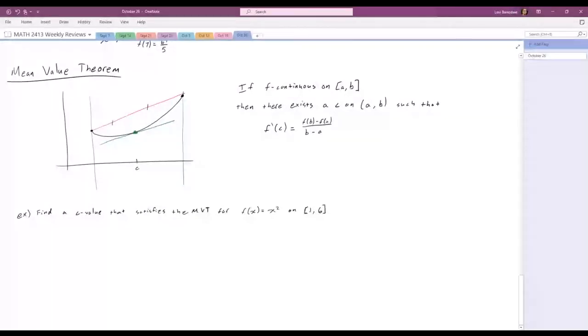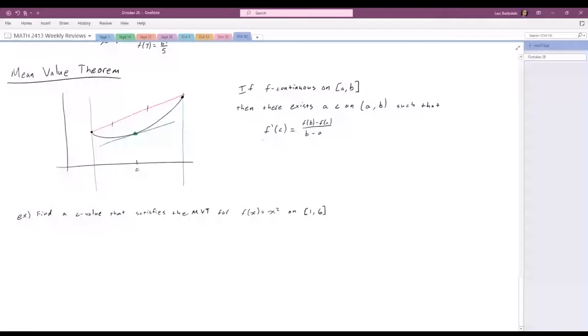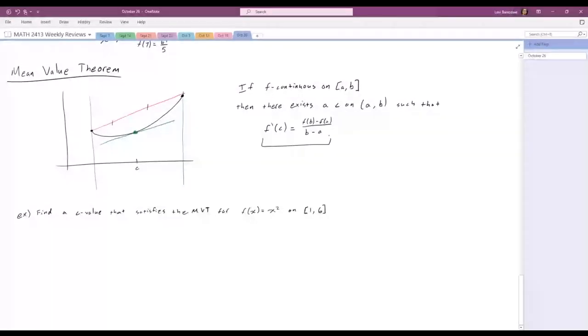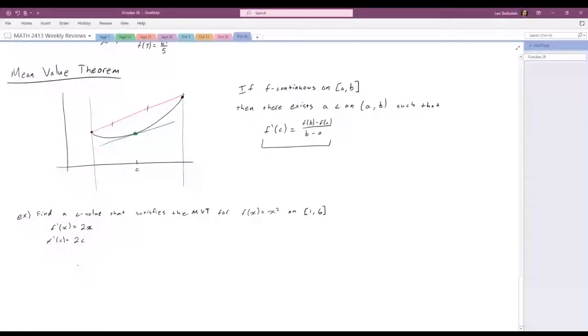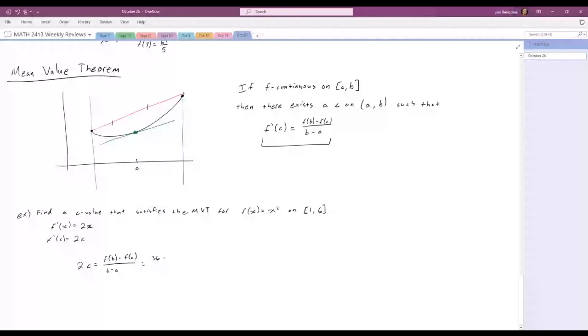Well, our mean value theorem tells us that our c value is going to be such that f prime of c, so we'll need to find our derivative. So then f prime of c is equal to 2c, and then this 2c should be equal to f of b minus f of a over b minus a, which is our average slope. Now f of b is going to be 6 squared, so 36, minus f of a is 1 squared, minus 1, all over 6 minus 1.